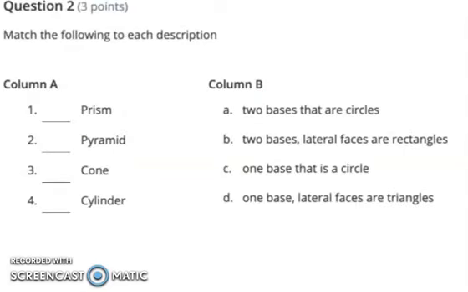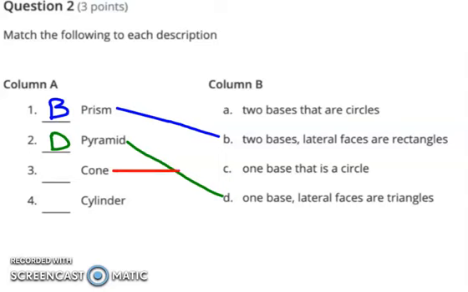All right, number two, match the following to each description. Prisms have two bases and lateral faces that are rectangles. So prism would go with B. Pyramids have one base and lateral faces that are triangles. That would be D. Cones have one circular base. Cylinders have two circular bases.